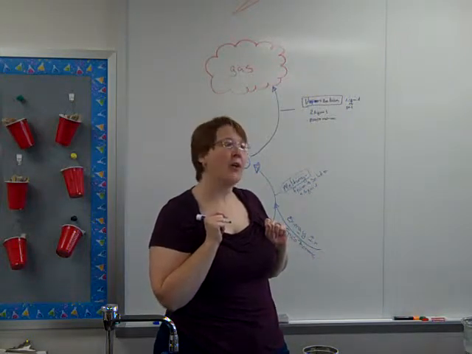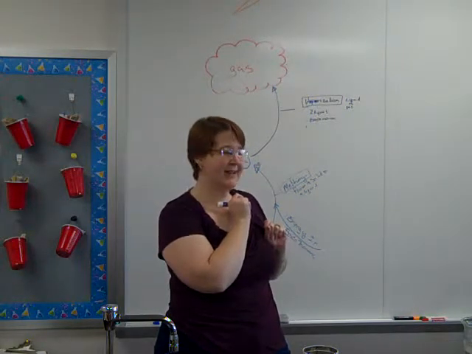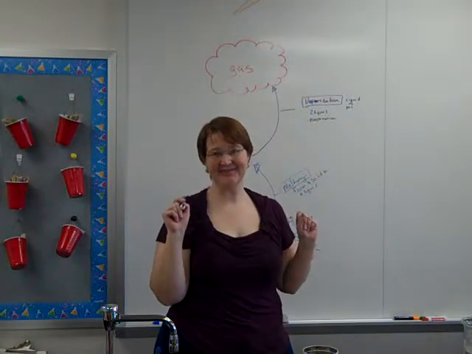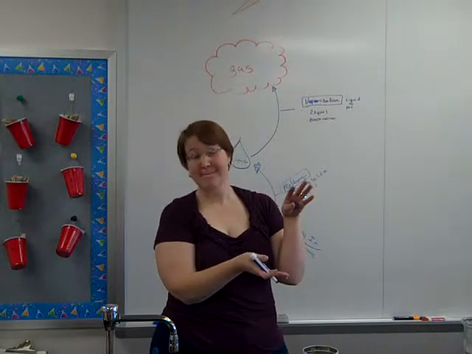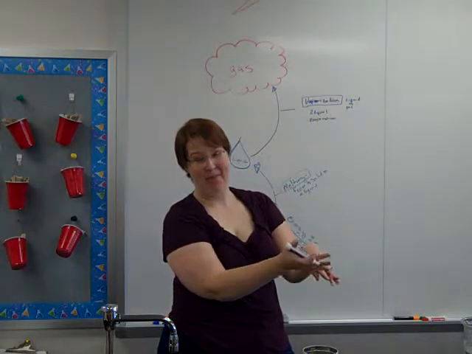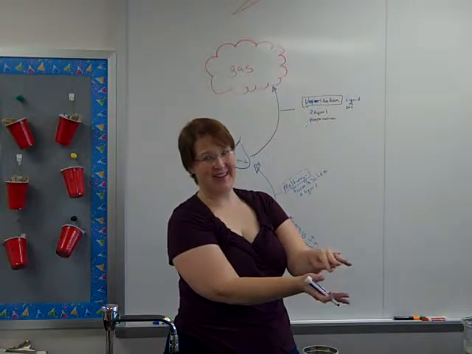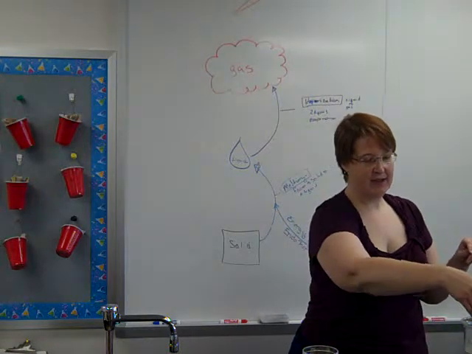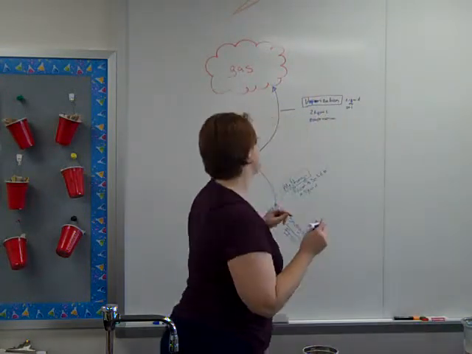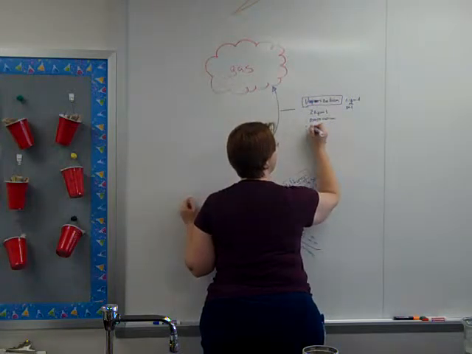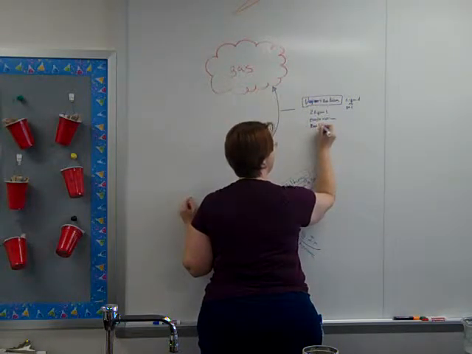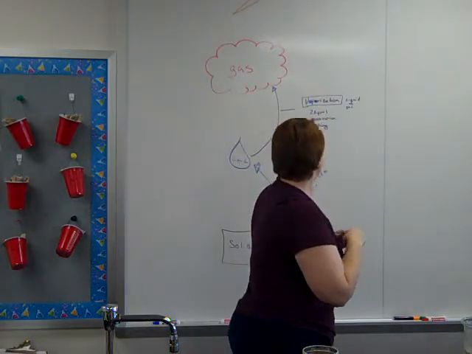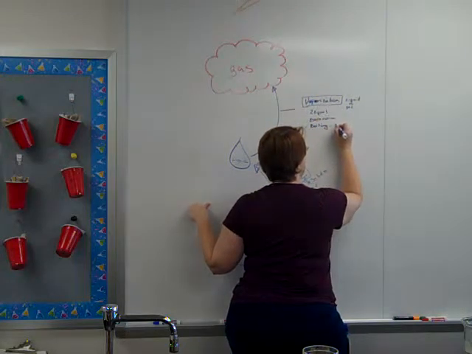I will give you a hint. It's happening in the room right now. Oh. What's this? Steam. Boiling. Boiling is going from a liquid to a gas. So there are two types of vaporization: evaporation and boiling. Boiling happens throughout the liquid.